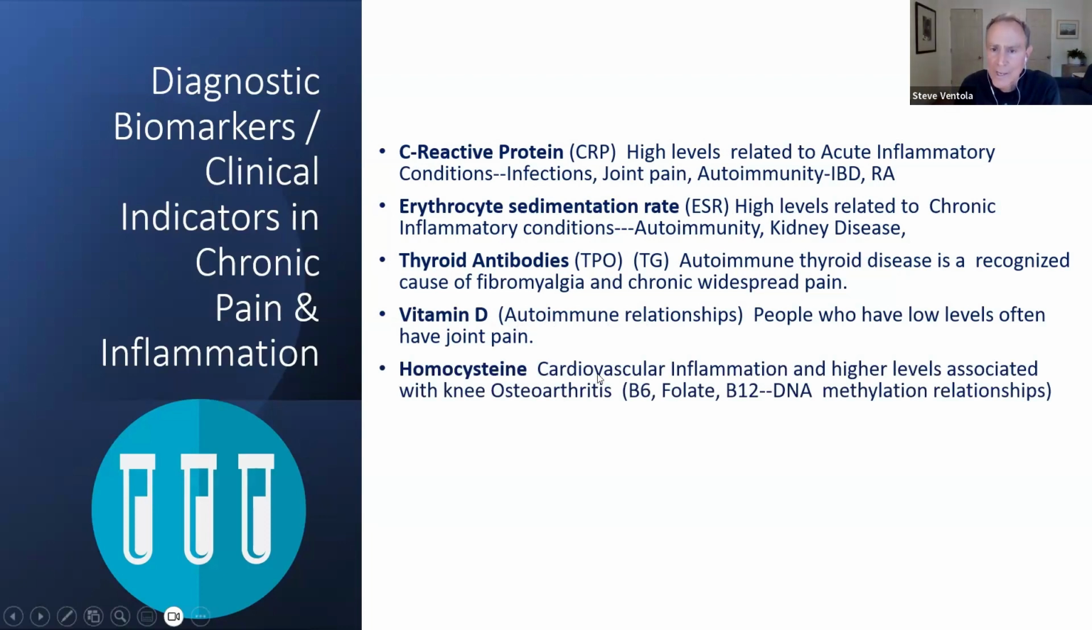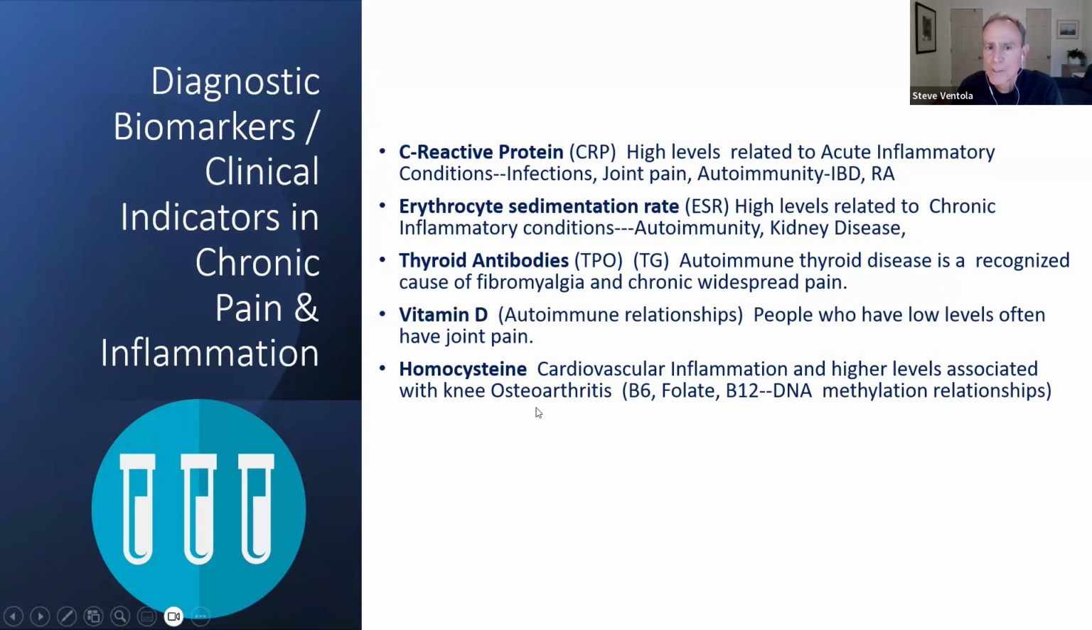Homocysteine, which is a cardiovascular inflammation marker. Higher levels are associated with knee osteoarthritis. So a lot of times it's used to look at the cardiovascular system, but it's been found that folks who have high levels of that have related this to knee pain or knee osteoarthritis.